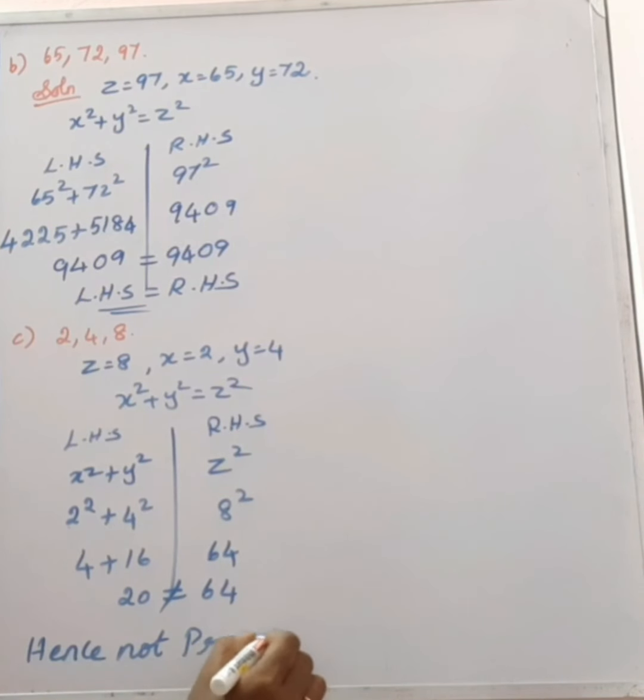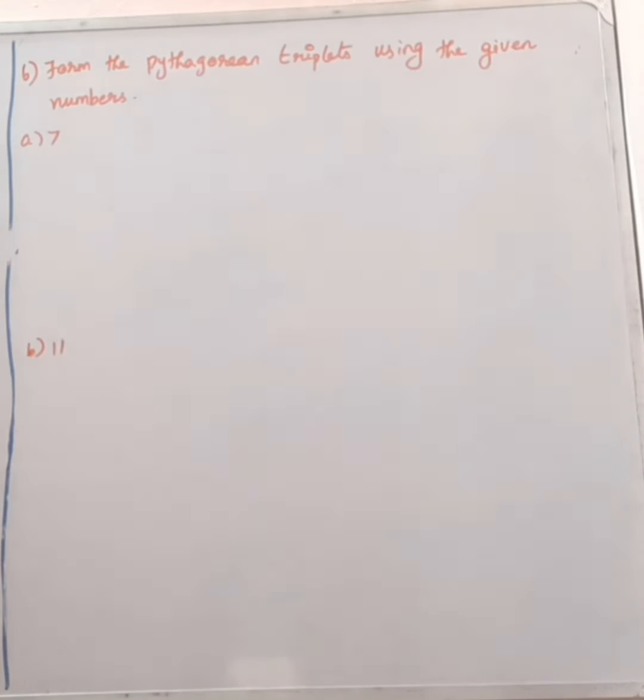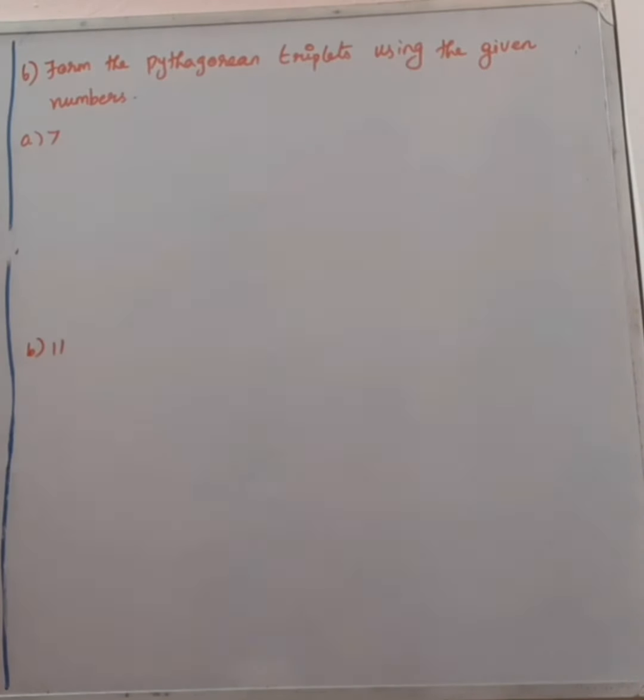Okay, hence not proved. Let us see the next sum. The next sum is to form the Pythagorean triplet. We want to form the Pythagorean triplet using the given number. Here we have to use the algebraic formula. What is that formula, Kana?